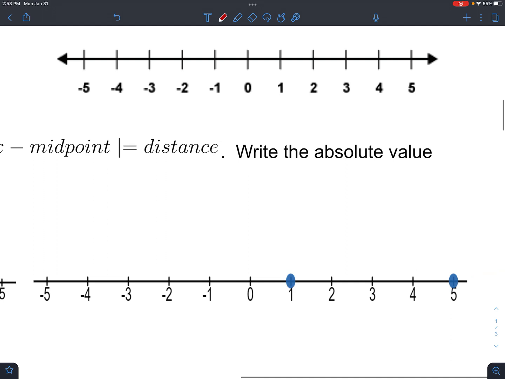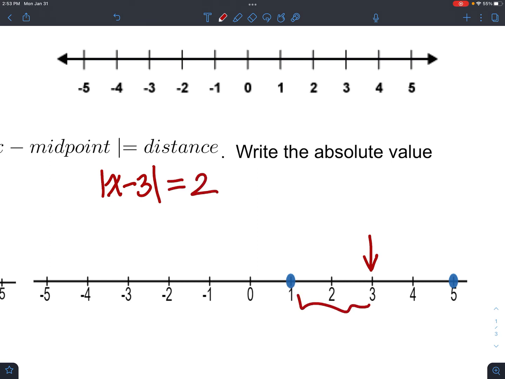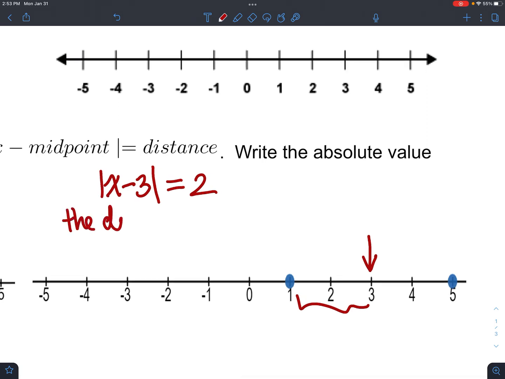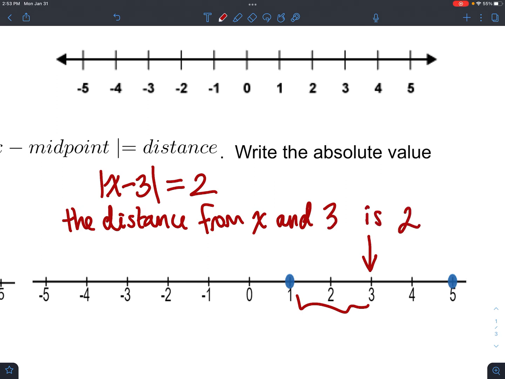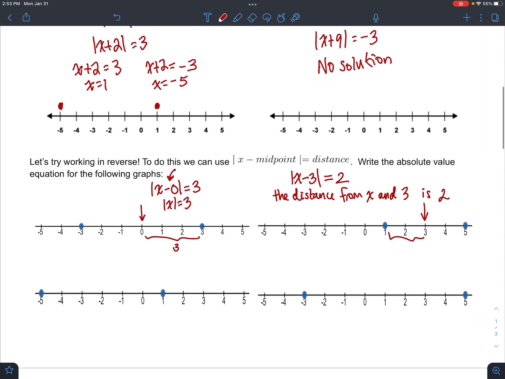You could do the same thing here. The midpoint is 3, and the distance is 2. So the distance from x to 3 is 2. And 5 works for that, and so does 1.